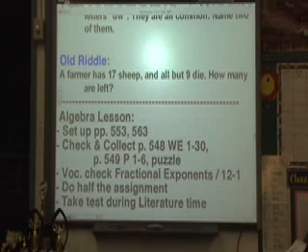Page 549, problems 1 to 6, and the answer to the puzzle: a farmer has 17 sheep and all but 9 die. How many are left? That would be 9.